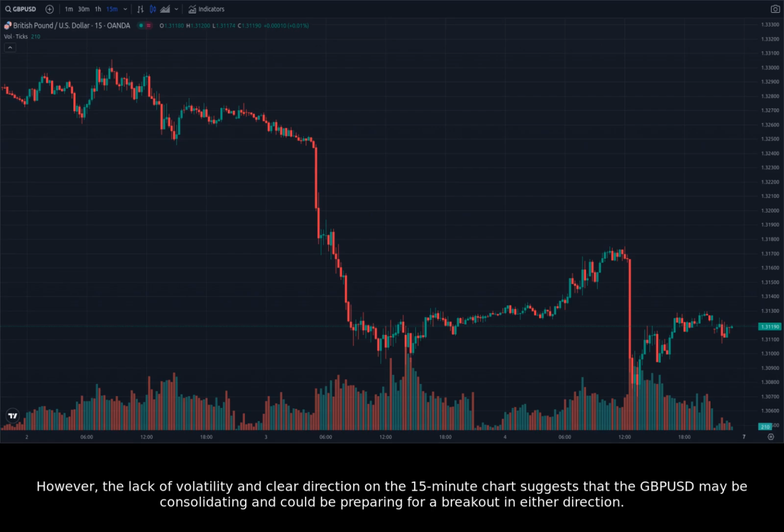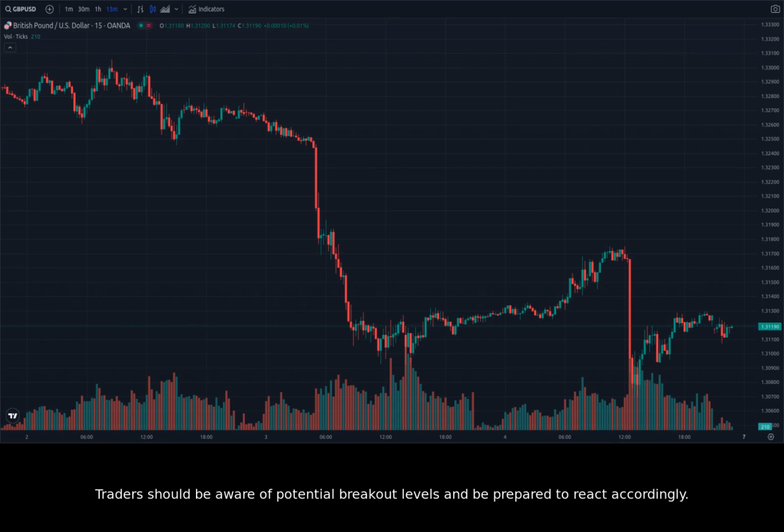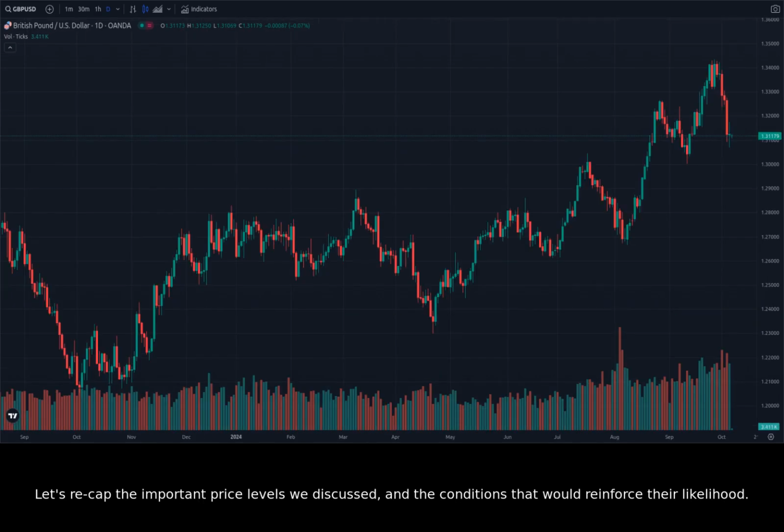However, the lack of volatility and clear direction on the 15-minute chart suggests that the GBPUSD may be consolidating and could be preparing for a breakout in either direction. Traders should be aware of potential breakout levels and be prepared to react accordingly. Let's recap the important price levels we discussed and the conditions that would reinforce their likelihood.